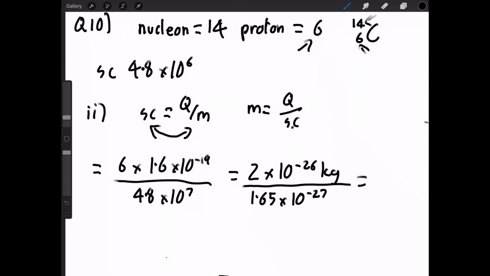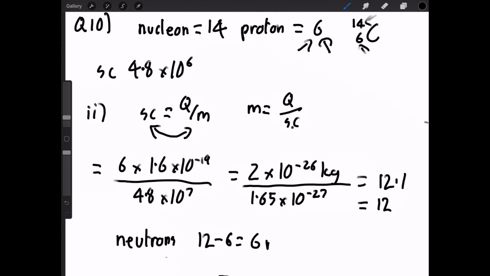And that gives me 12.1-ish. Okay, so you can't have 0.1. I've obviously not been accurate enough. There should be 12 nucleons. The number of neutrons is going to be the number of nucleons take away my proton number. So it's 12 minus 6. There must be 6 neutrons in this isotope. Right, and that's it for 10.